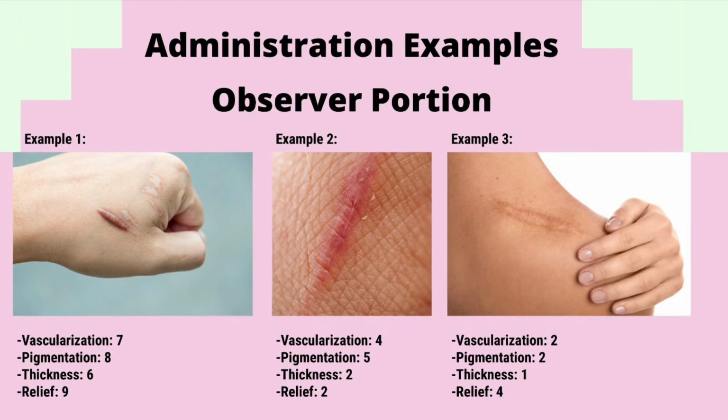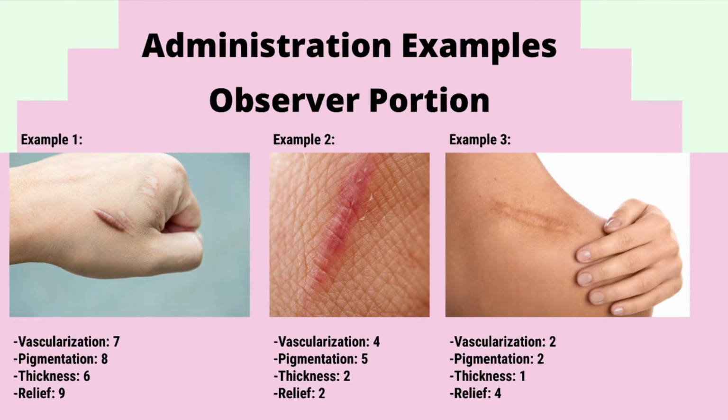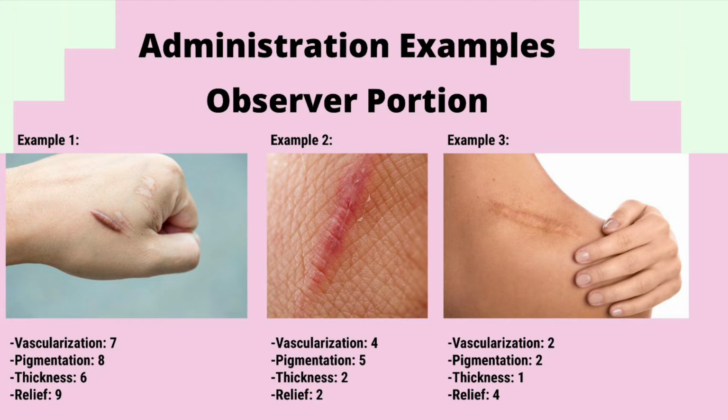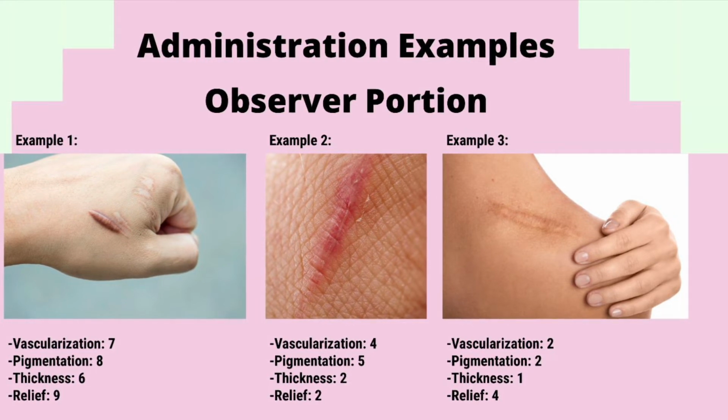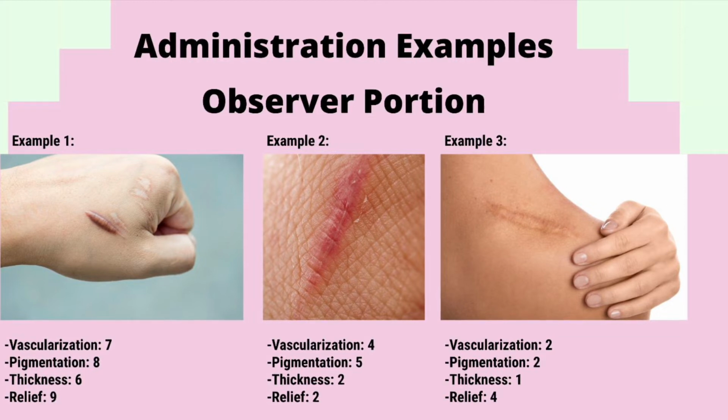For example 2, I scored vascularization at a 4 because the color is in between a pink and a red. For pigmentation, I scored a 5 because I determined that this is a mix of hyper and hypopigmentation, meaning that there are portions of the scar that look lighter than the normal skin color, and there are also portions that look darker. For thickness, I determined the score of 2 because we can tell that the scar is slightly raised off the normal skin level, but nothing extremely noticeable. And for relief, I scored a 2.